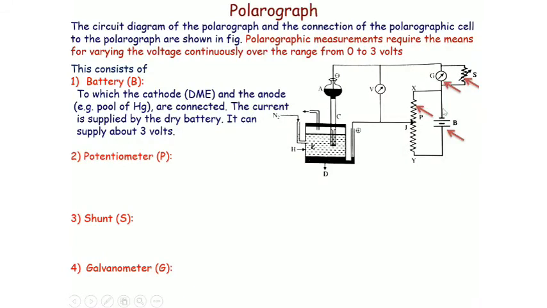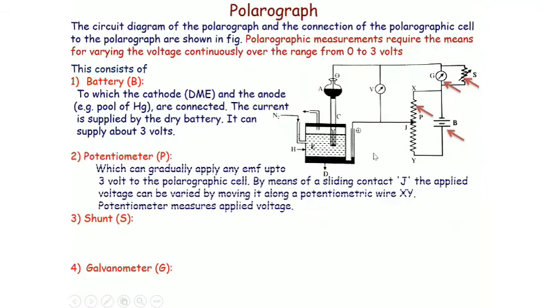Negative terminal of battery is connected to the dropping mercury electrode. That's why it acts as a cathode. And the positive terminal of the battery is connected to the mercury pool. So it acts as an anode. And it can supply about 3 volts.